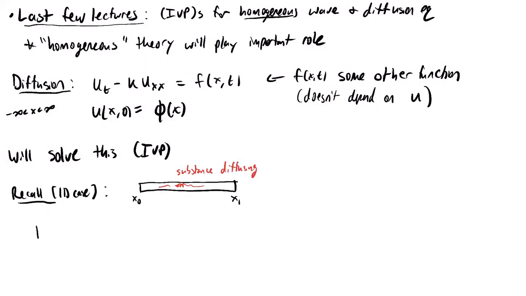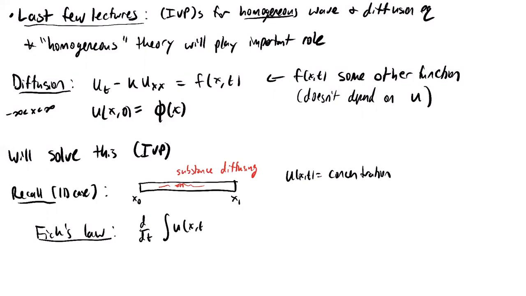Well, remember Fick's law is the main law from physics we use to find this equation. It says that if you look at the change over time of the amount of substance in the pipe, u(x,t) is the concentration, not the amount. So to get from concentration to amount, you have to integrate. The amount is the integral of the concentration function, our solution, from x0 to x1, and if you differentiate it with respect to t, that gives you the change in the amount.